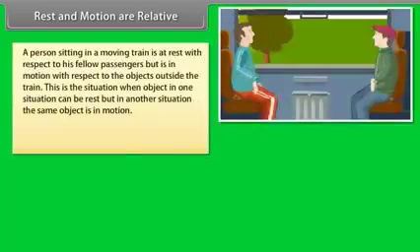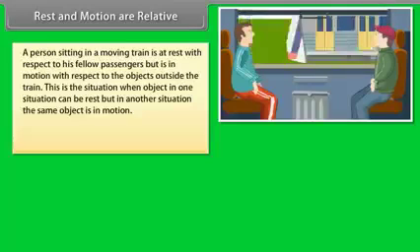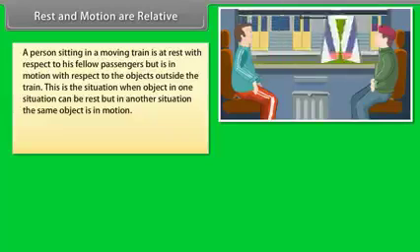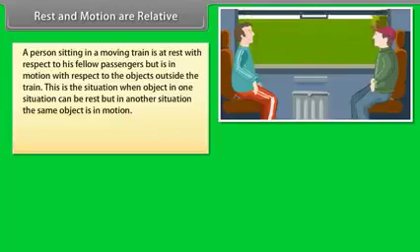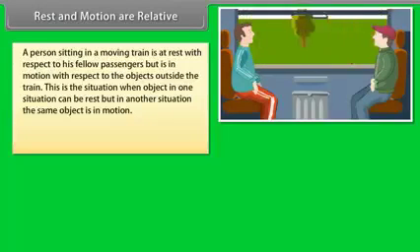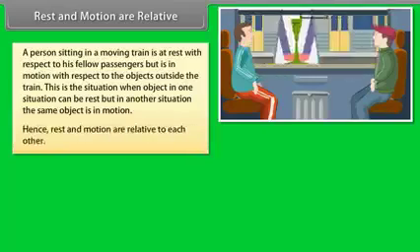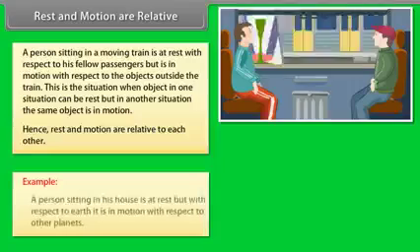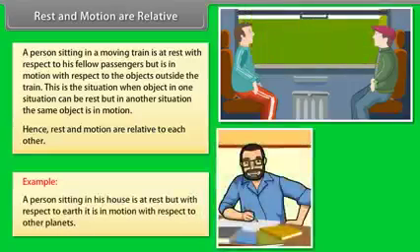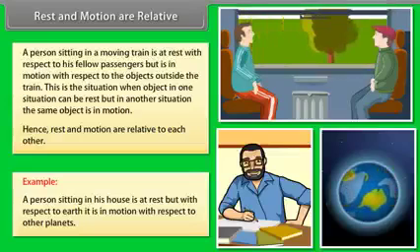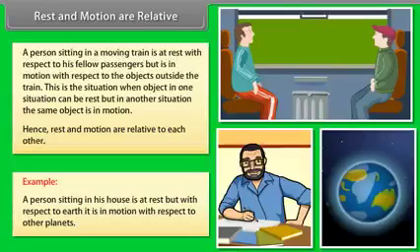Rest and motion are relative. A person sitting in a moving train is at rest with respect to his fellow passengers, but is in motion with respect to the objects outside the train. This is the situation when an object in one situation can be at rest, but in another situation the same object is in motion. Hence, rest and motion are relative to each other. Example. A person sitting in his house is at rest, but with respect to other planets, he is in motion with the Earth.